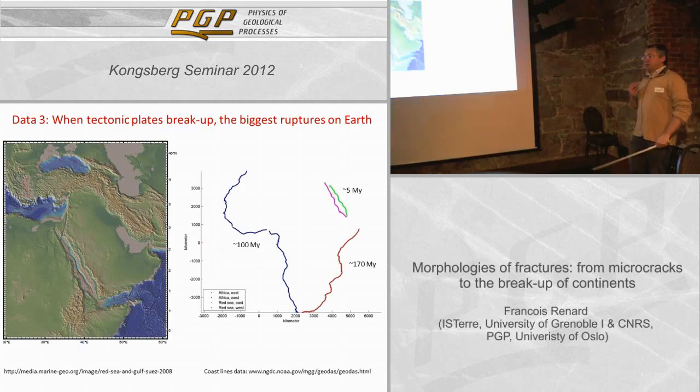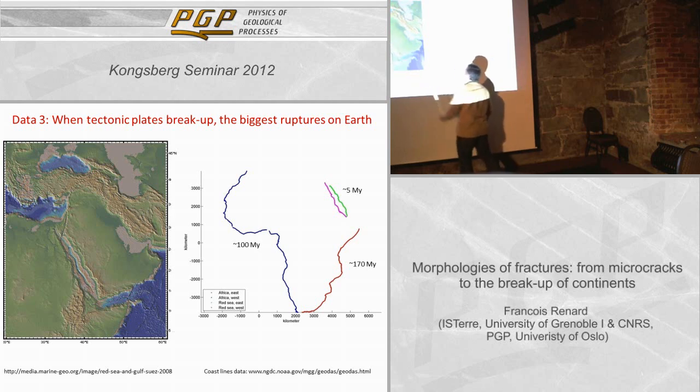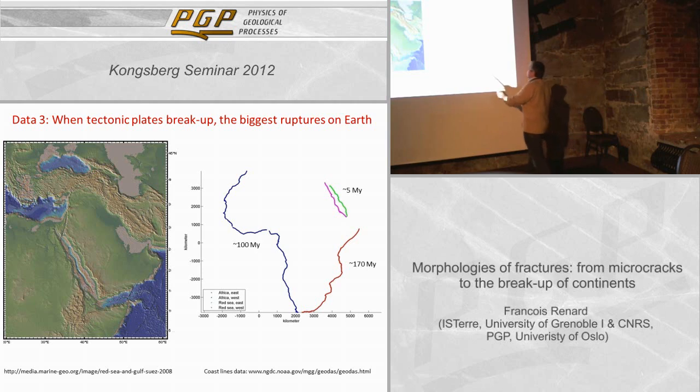And let's move now to even bigger ruptures. So I have selected 3 of them. A very recent one, which is the opening of the Red Sea. So the Red Sea is opening since the past 5 million years. This side of Africa opened around 170 million years ago, and this side of Africa around 100 million years ago. So it's just a continent that starts to break. And the idea is that this coastline, so the data here is coastline, should be a marker of this big rupture that broke this continent at that time.